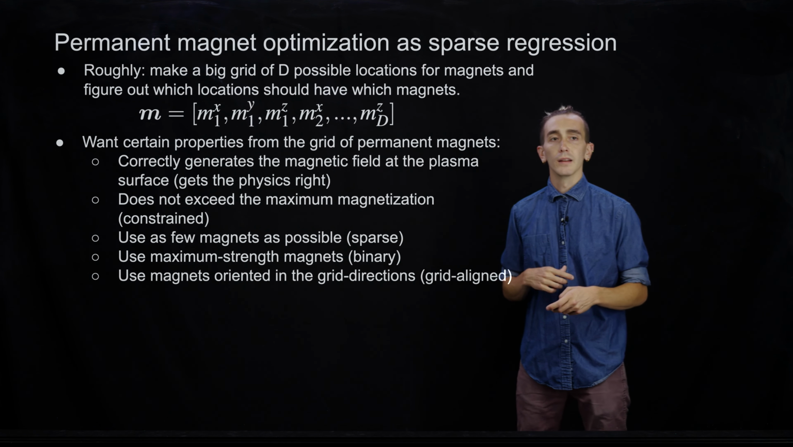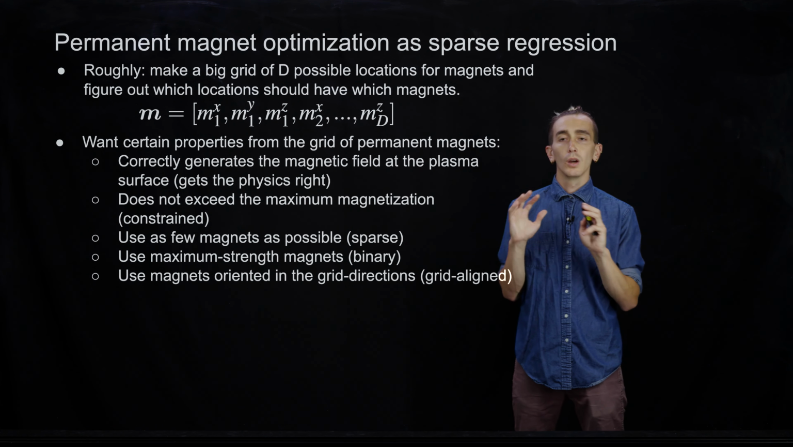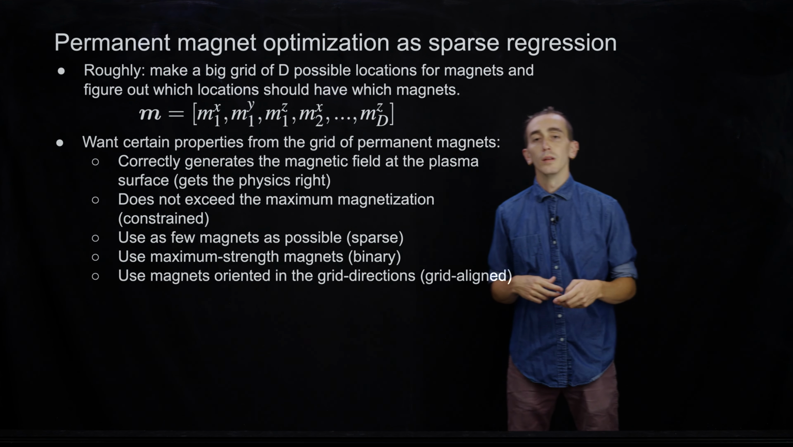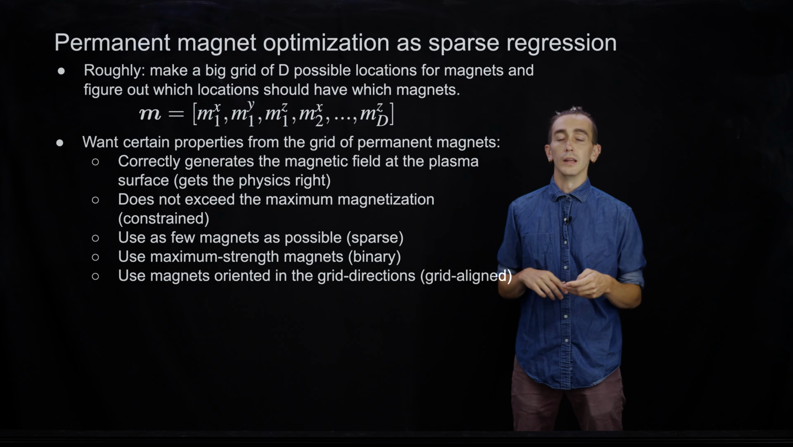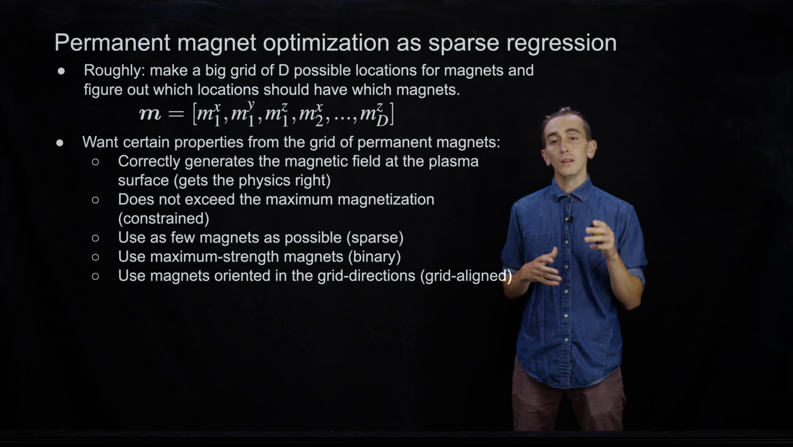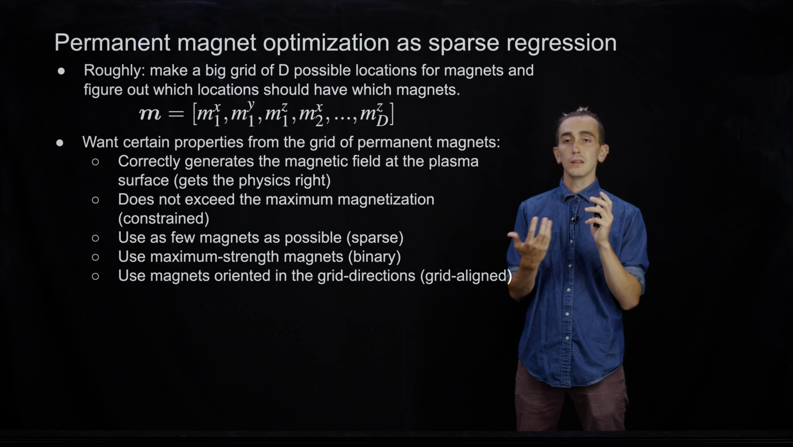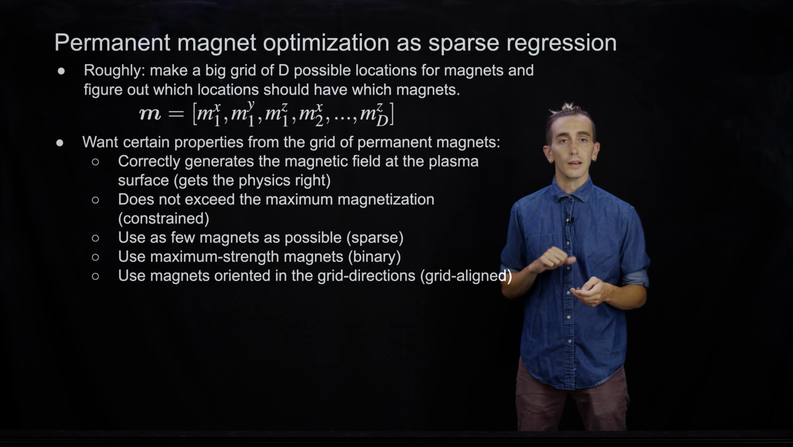And then we would like magnets that are oriented in the grid directions. So we've built the surface with some grid in some coordinate system, and in order to facilitate easy assembly in a realistic experiment, we need these magnets to be oriented along the grid directions, which allows us to easily put these things in place when we build this. So grid aligned is the key word there.